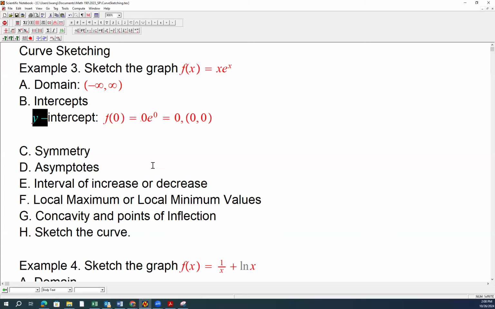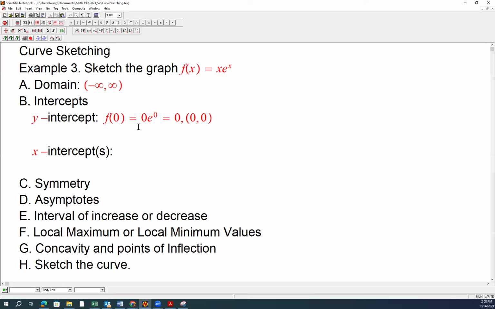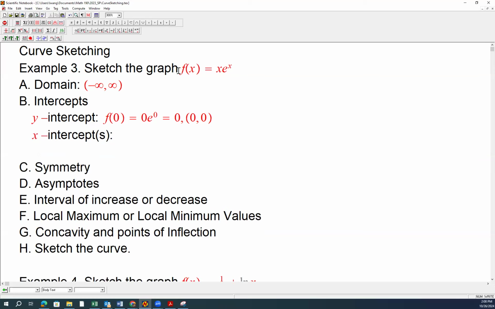If we have a y-intercept, we'll have just one. And let's look at the x-intercept. The x-intercept actually is pretty obvious, but we're going to go through the steps. Sometimes we have more than one x-intercept, by the way. To get the x-intercept, we're going to set y equals 0. We're going to set the whole function equal to 0.